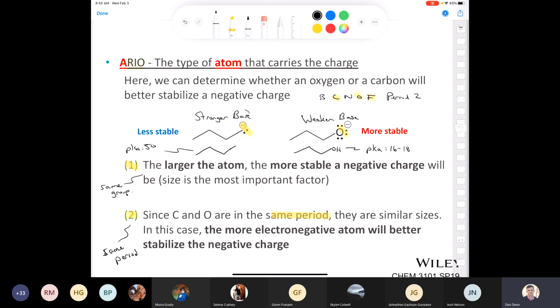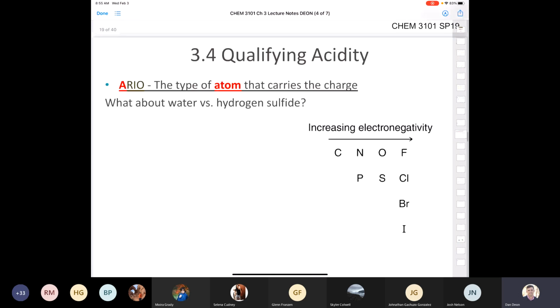If you have a really strong base, it's going to be like gimme, right? Gimme protons. I want them, right? Because that's the function of a base. A weak base doesn't care about getting protons. So there we go. Anyhow, let's move on and I'll explain rule 1.